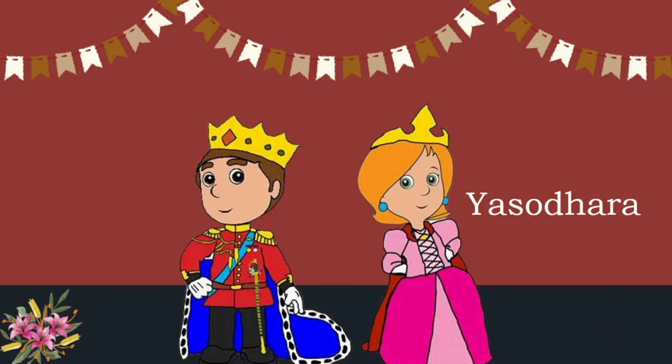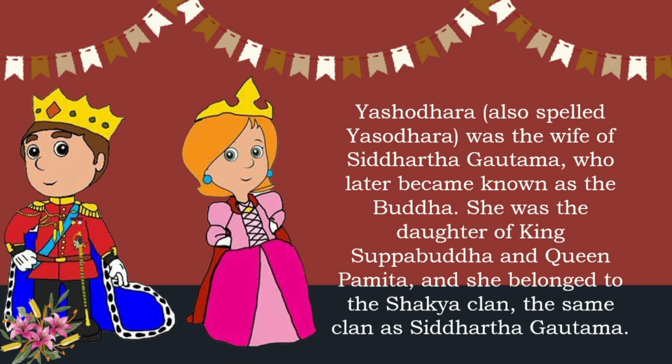Okay, and of course, nag-asawa din naman si Buddha. Ang pangalan ay si Yasodhara. Actually, Yasodhara, also spelled Yashodhara, was the wife of Siddhartha Gautama, who later became known as the Buddha. She was the daughter of King Suppabuddha and Queen Pamita. And she belonged to the Shakya clan, the same clan as Siddhartha Gautama.